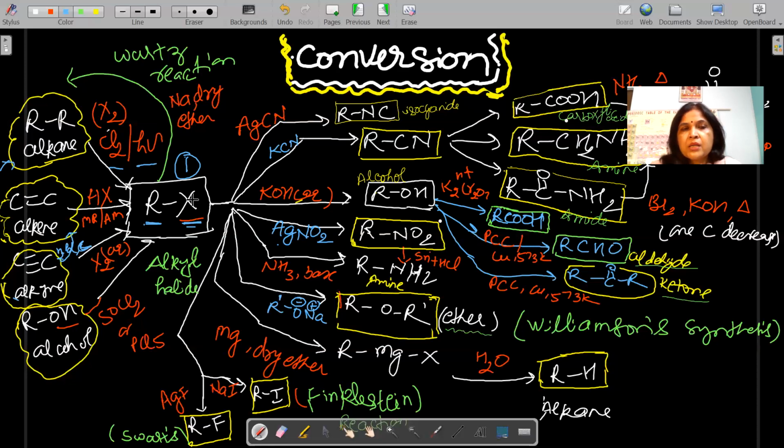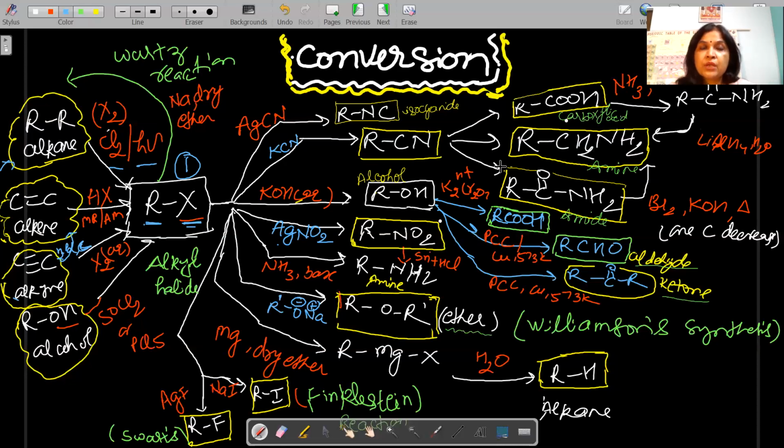Suppose in alkyl halide, what can we add? We can add AgCN to get isocyanide, or KCN to get cyanide, and after cyanide there are so many possibilities, like you can see over there. From cyanide, what can we do? It may be completely hydrolyzed to get carboxylic acid. It may be partially hydrolyzed to get amide. So cyanide is a very important compound for conversions.